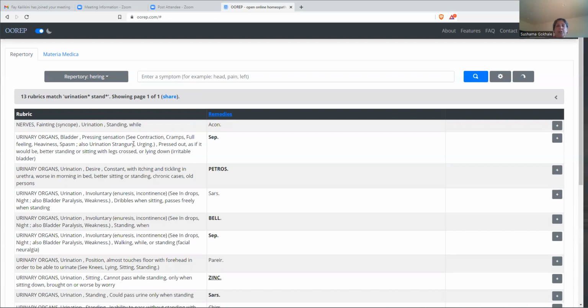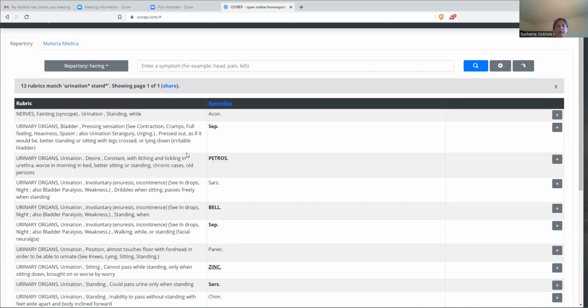Bladder, pressure sensation, pressed out as if it would be, better standing or sitting with legs crossed or lying down. That's sepia. So this is not the one. This is better with standing or sitting, so not sepia.